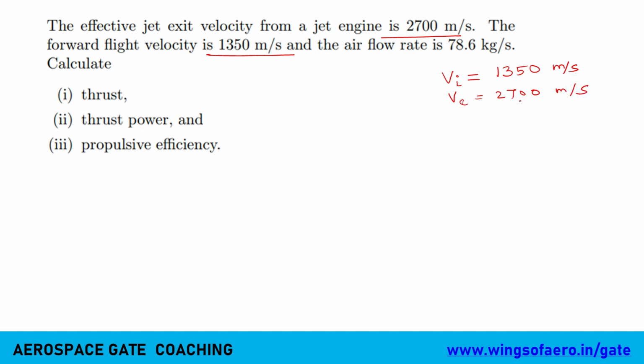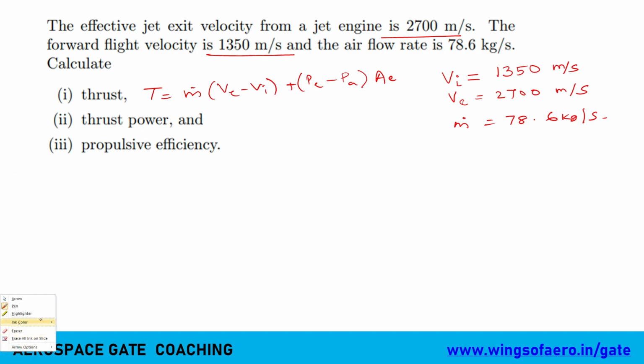Very good. Fine. Mass flow rate, air flow rate, ma'am. So the mass flow rate they have given as 78.6 kg per second. Now let's look into the question, what they have asked. They have asked only about the thrust. Now what is the thrust formula? Just now we have seen: m dot (VE minus VI) plus (PE minus PA) AE. This is the formula.